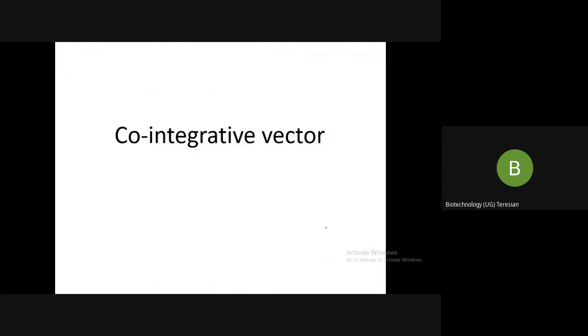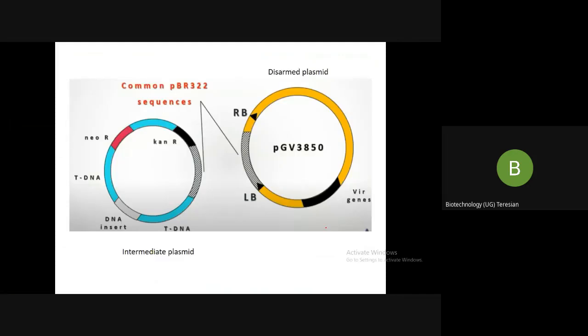How these Agrobacterium genes have been modified by a scientist so that we can improve the crops. The first one is known as the co-integrative vector. Now, here you are seeing two plasmids. This is the disarmed plasmid and this is the intermediate plasmid.